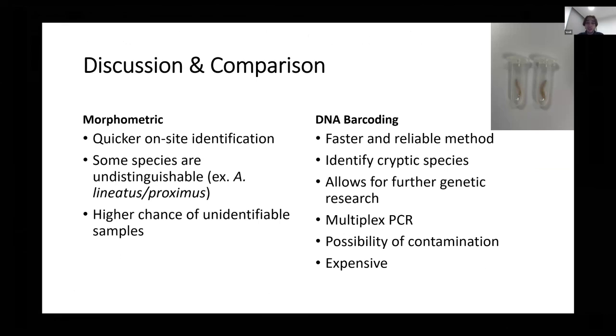But when comparing to morphometric, it's just really difficult and it becomes to a point where it can be undistinguishable between species, especially ones that are really closely related, such as Agriotes lineatus and Agriotes proximus, which their morphology alone cannot help identify between the two. And then obviously there are higher chances of finding identifiable samples.